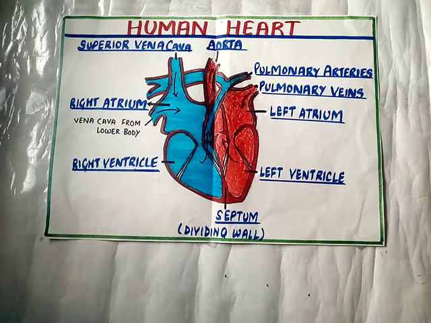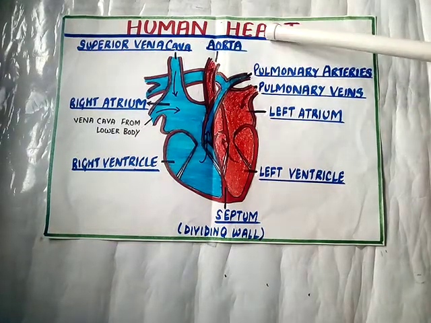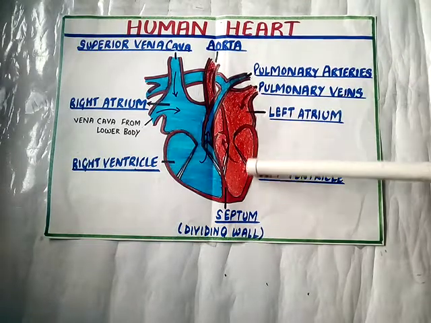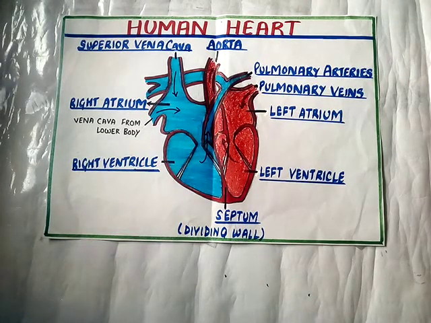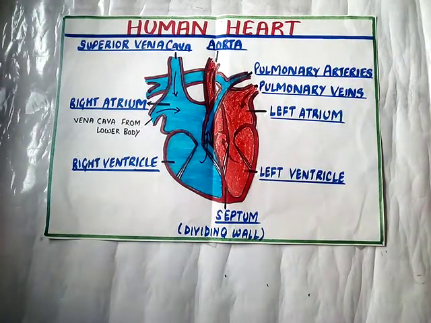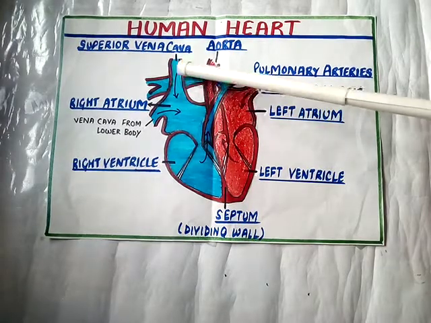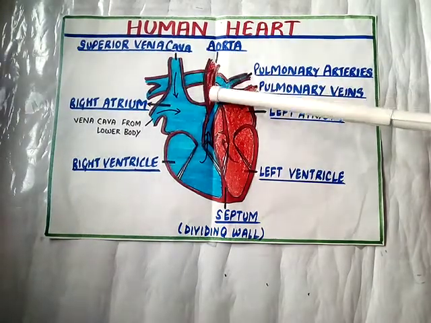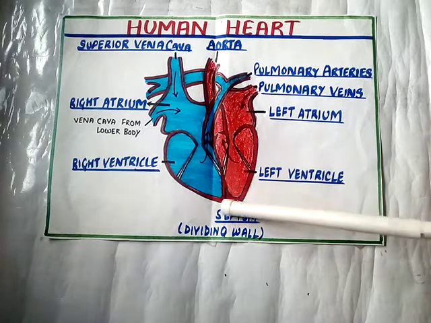Now, the third part of the human circulatory system is the human heart. This is the structure of the heart. The heart is a muscular organ about the size of a fist. It is located just behind and slightly left of the breastbone. The broad portion of the heart is upward and the apex is towards downwards.